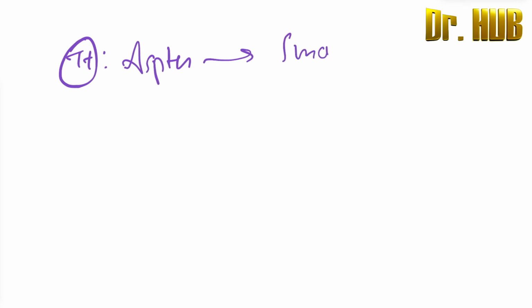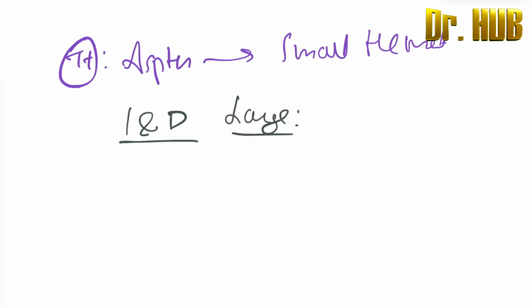Now how do you treat this septal hematoma? The treatment is by aspiration of the small hematomas. The other treatment is incision and drainage of the large hematomas, followed by nasal packing.